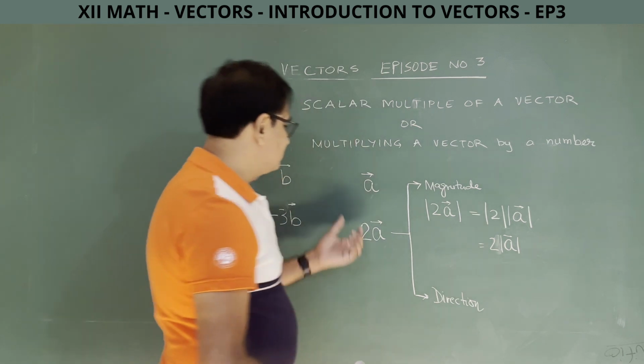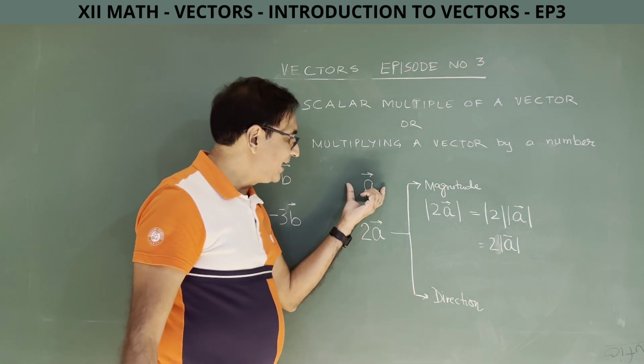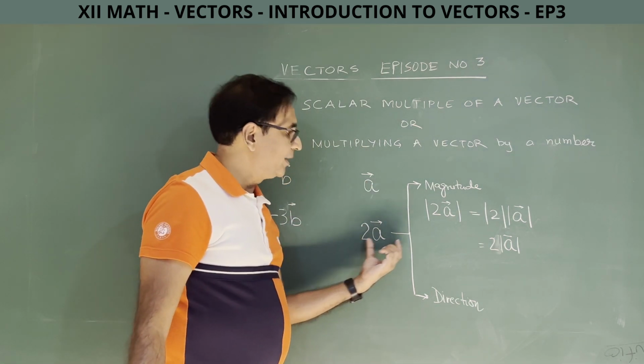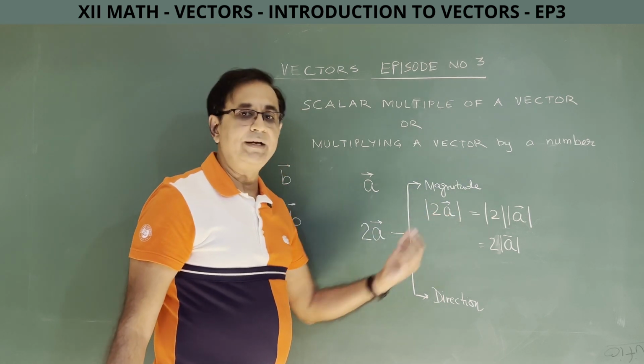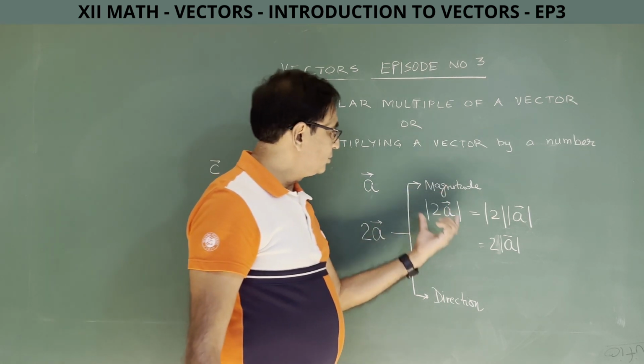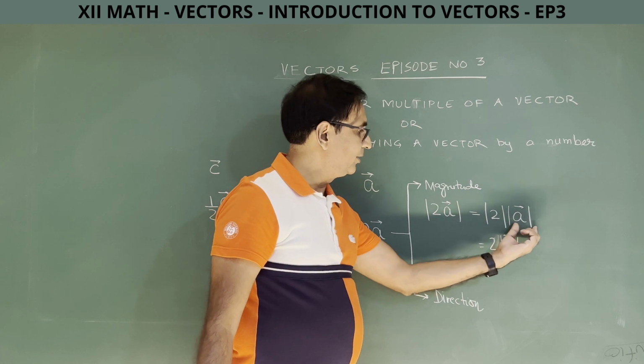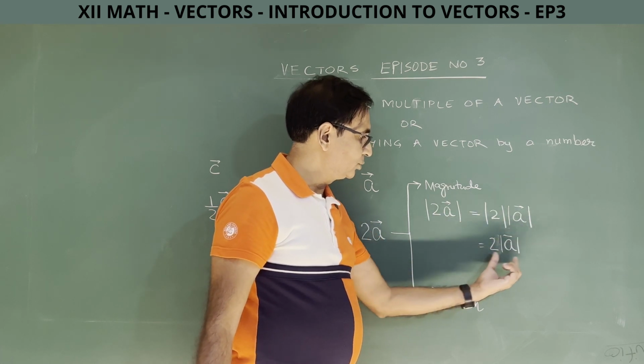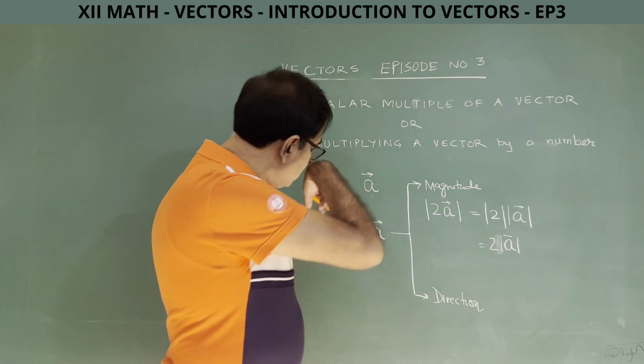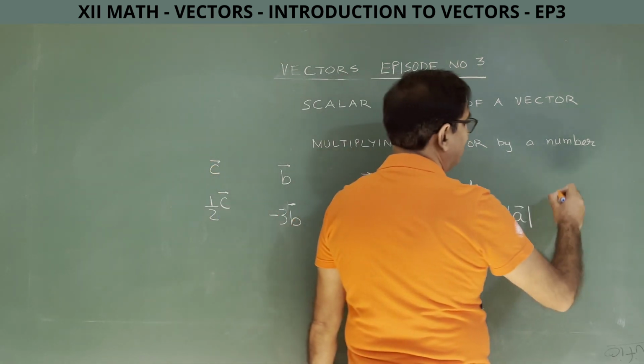So what happens? Suppose the magnitude of vector a was 10, so the magnitude of vector 2a will be 2 into 10, that is 20 units. So magnitude of vector 2a will be mod of 2 into magnitude of a. Alright. Now I can make a formula for you.